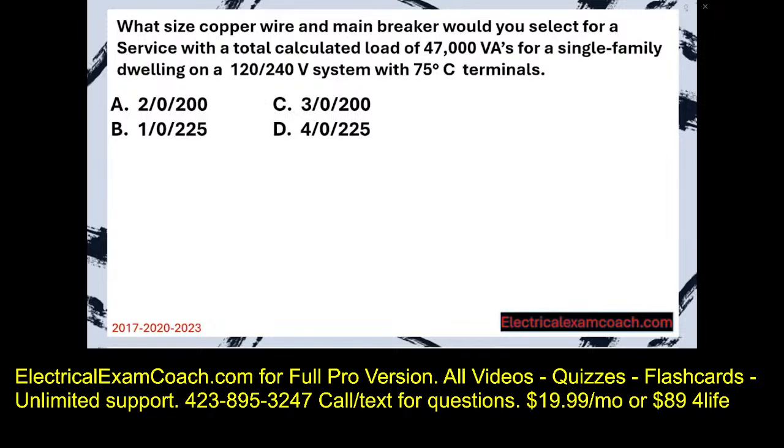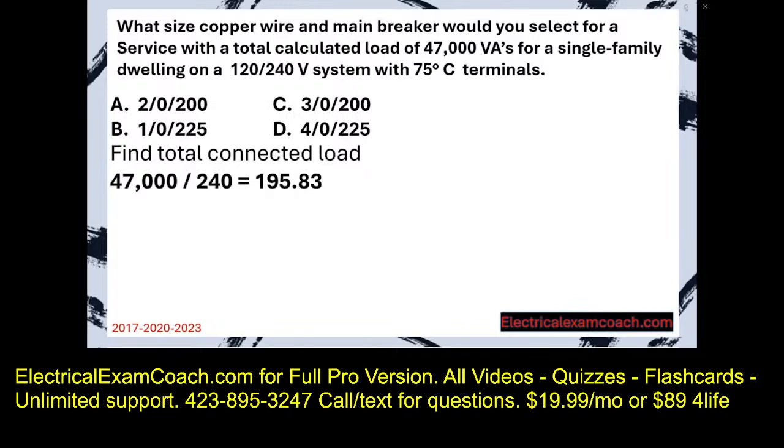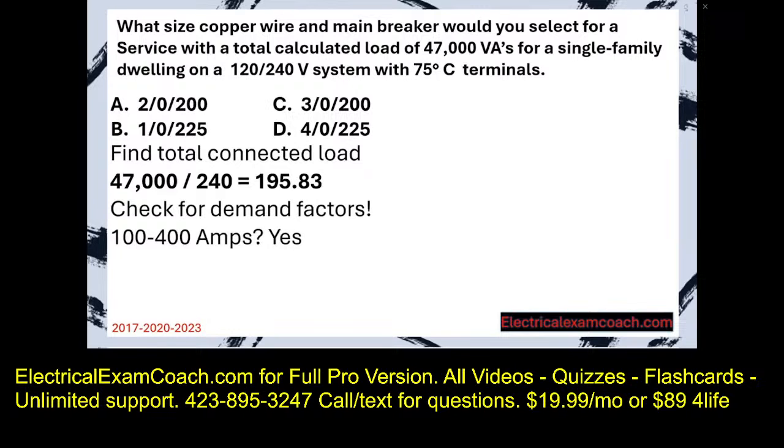What size copper wire and main breaker would you select for a service with a total calculated load of 47,000 VAs for a single-family dwelling on a 120-240-volt system with 75-degree C terminals? Step 1, we're going to find our total connected load. In this case, they've given it to us, but we have to divide to get our amperage. When we do, now we can check for demand factors. And in this case, we do have a demand factor. Is this in between 1 and 400 amps? Yes. Is this on a single family dwelling? Yes. So the 83% rule does apply. So we get to use the table.